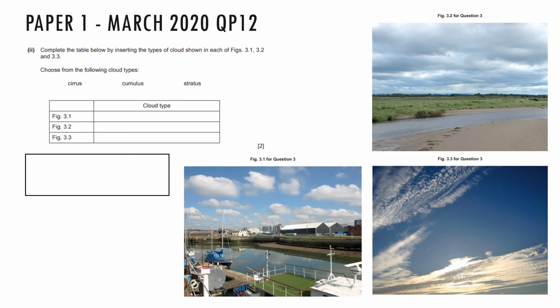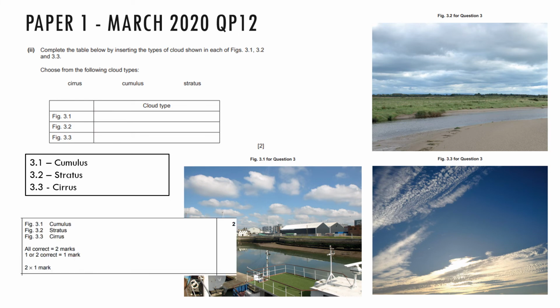Okay, these look like cotton wool. They're white and fluffy, so they must be cumulus. 3.2, it's a blanket of cloud. It forms a layer. Strata, you might hear this term in stratovolcanoes, layers, so that must be a stratus cloud. And then the last one, nice, very high up, wispy, so cirrus clouds. Check the mark scheme. Again, all correct, 2 marks.